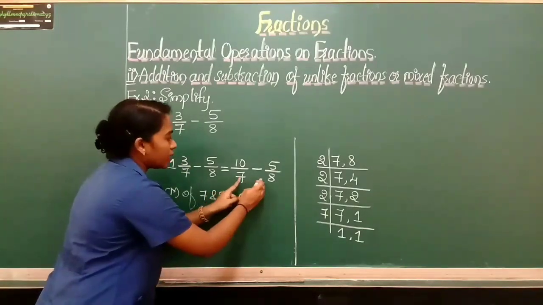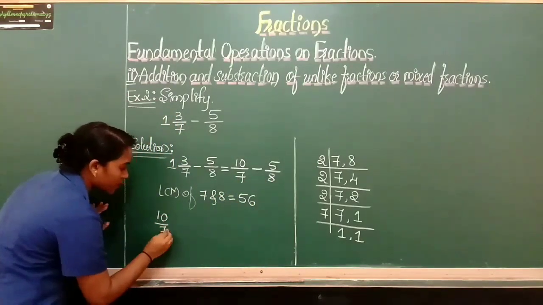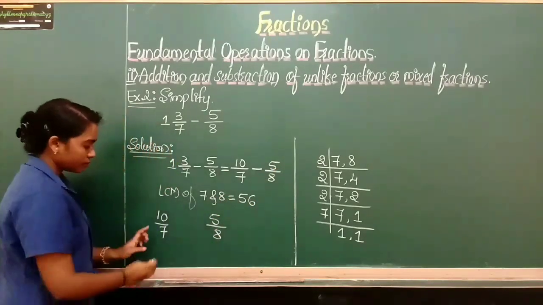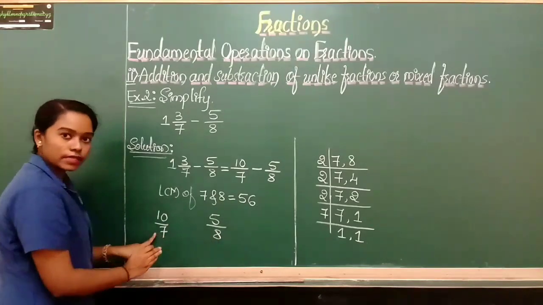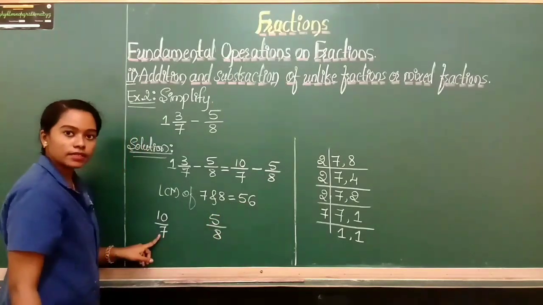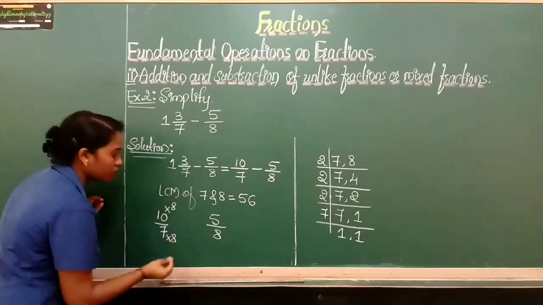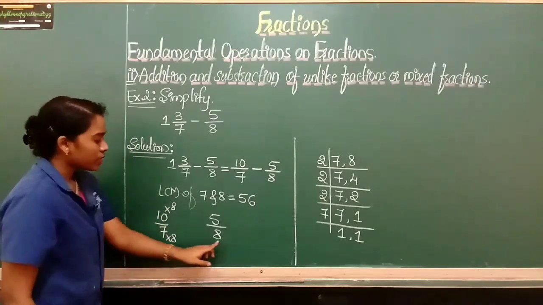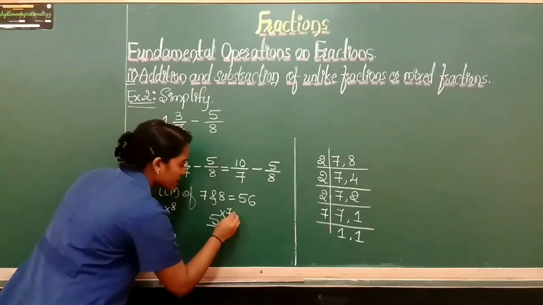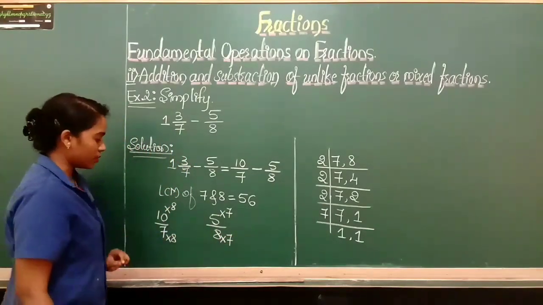Now, write these fractions here. 10 by 7, 5 by 8. We have to make the denominator the same. So, take this 7. 7, how many are 56? 7 8s are 56. That 8 you have to multiply to the numerator as well as the denominator. 8, how many are 56? 8 7s are 56. That 7 multiply to the numerator and denominator of this fraction.